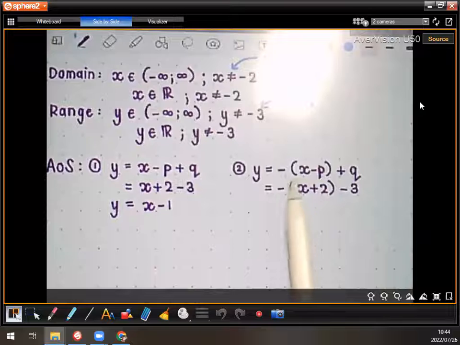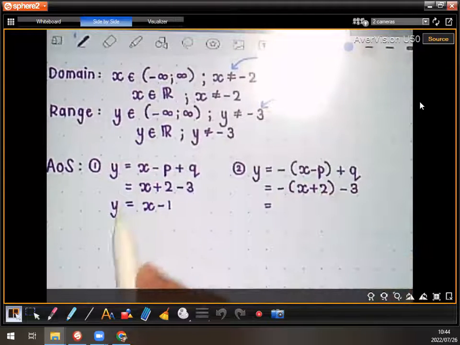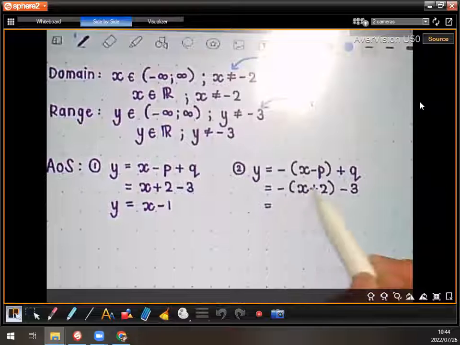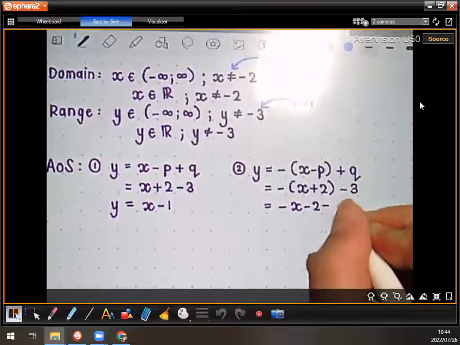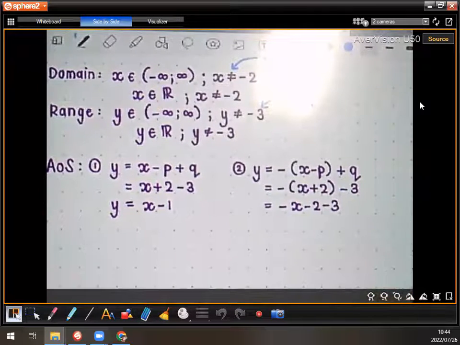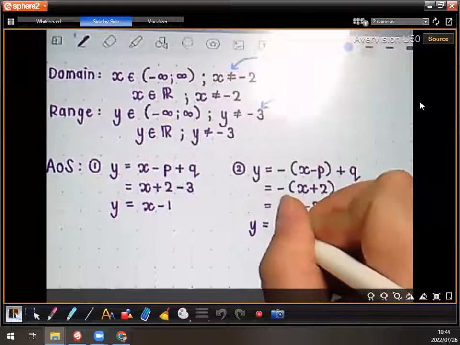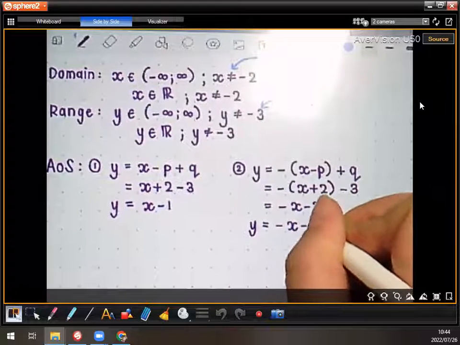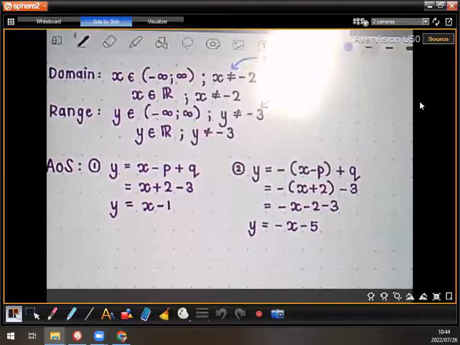You get that straight from the equation. We have an extra step here. We're going to have to multiply this negative 1 into the bracket, which we obviously didn't have to do here. So we're going to say negative x minus 2 and then minus 3. And then we must just simplify that. That's negative x minus 5. So those are the two axes of symmetry.